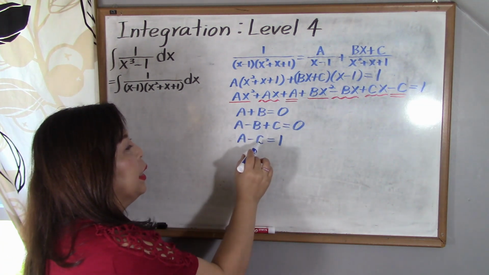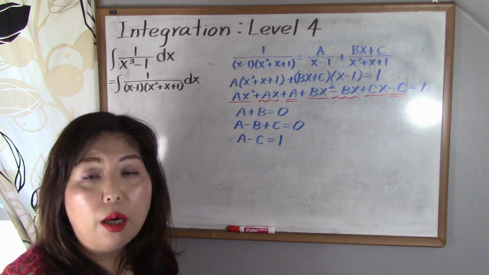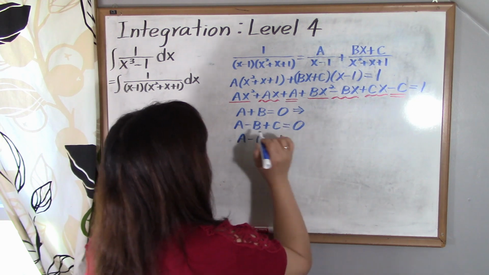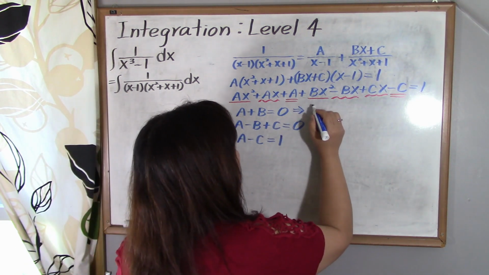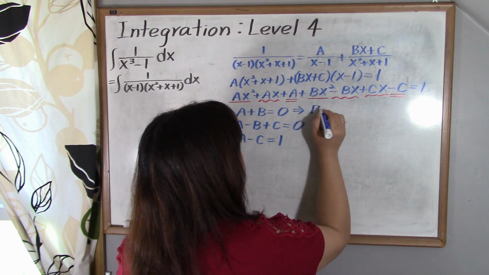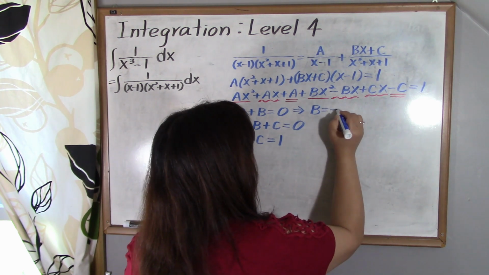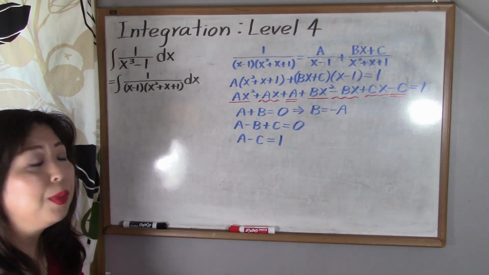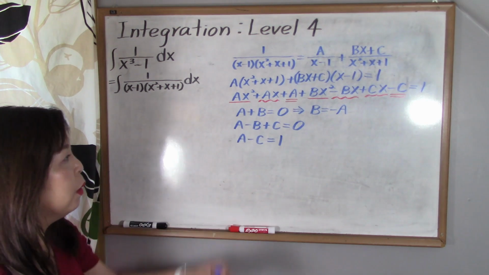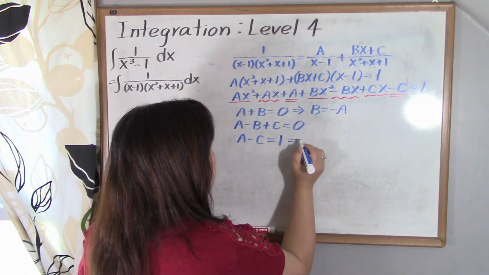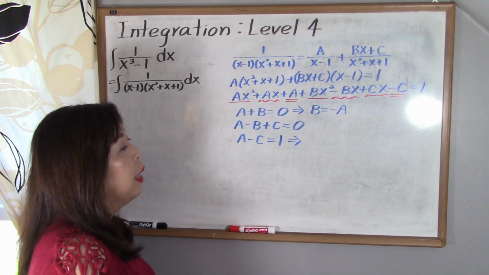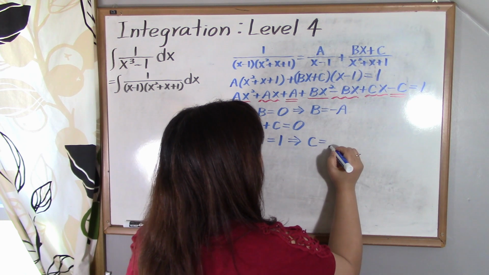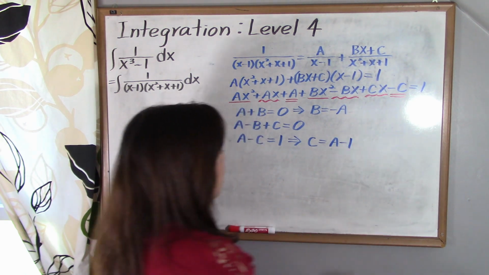So now we are going to represent b and c in terms of a, okay? So this is going to be first. A plus b is equal to 0. Actually, this is going to be b is equal to negative a. So represent b in terms of a, okay? So next one, represent c in terms of a. A minus c is equal to 1. C is equal to a minus 1.